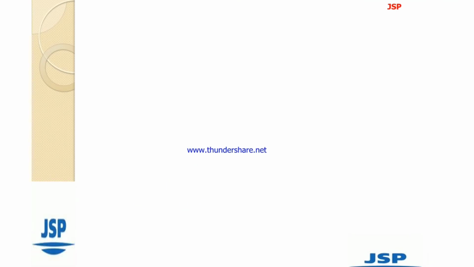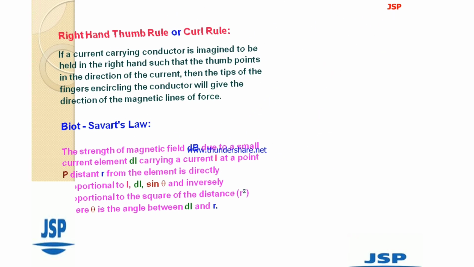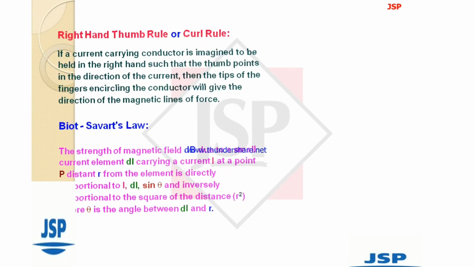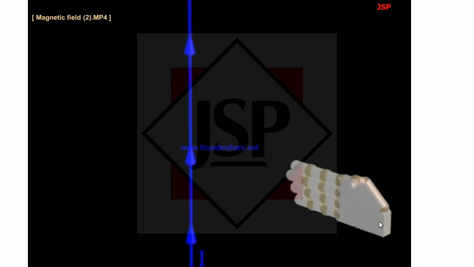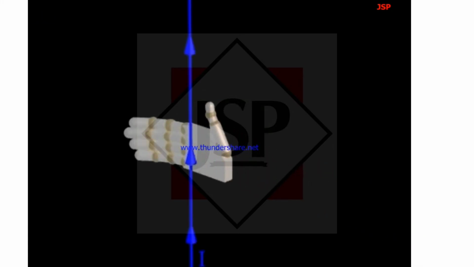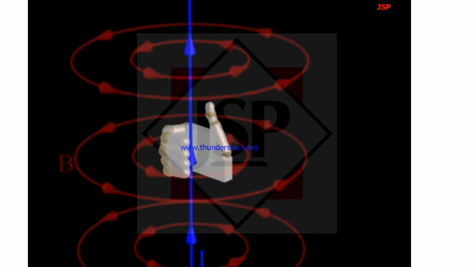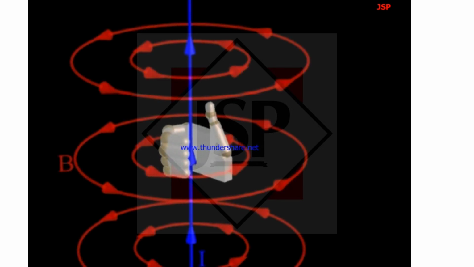If a current carrying conductor is imagined to be held in the right hand such that the thumb points in the direction of the current, then the tips of the fingers encircling the conductor will give the direction of the magnetic lines of force.